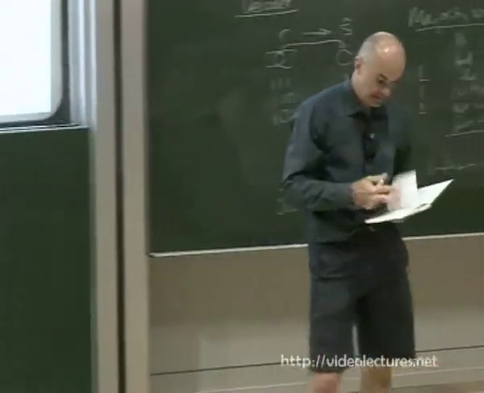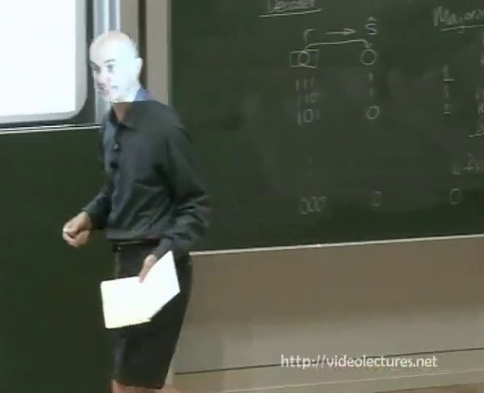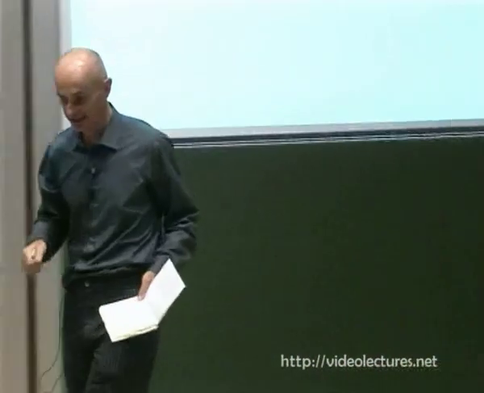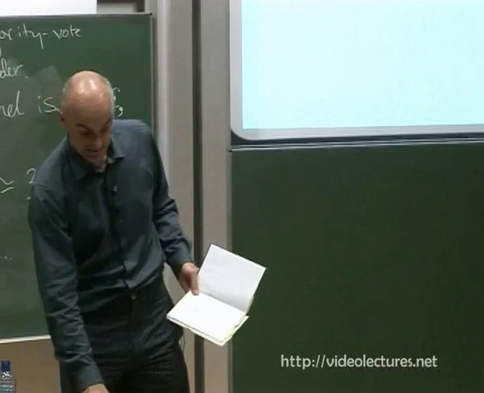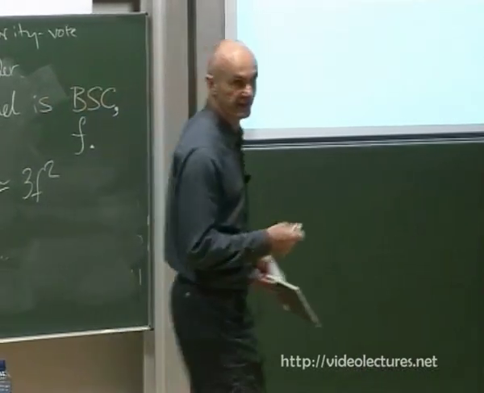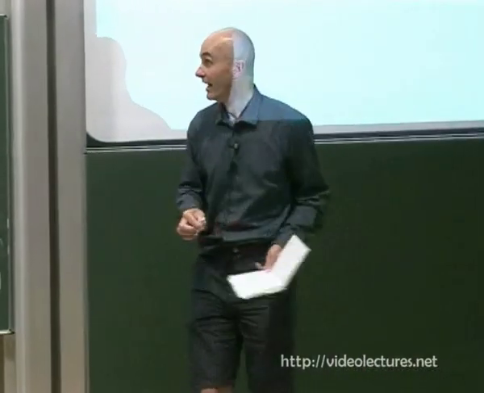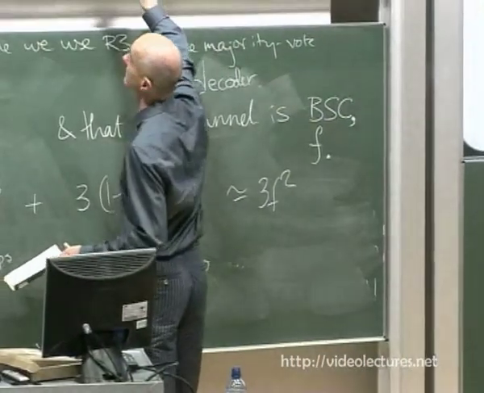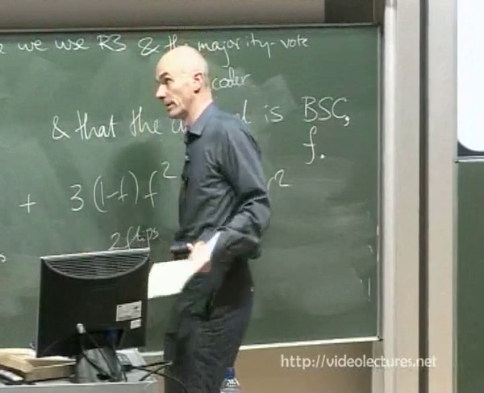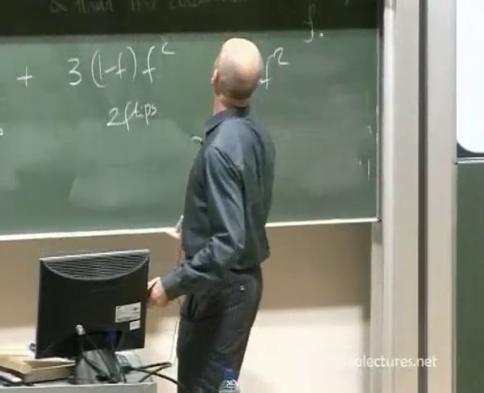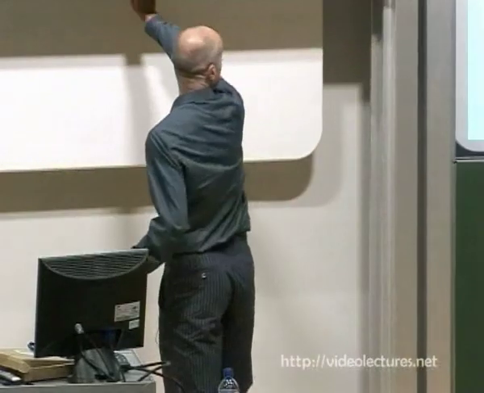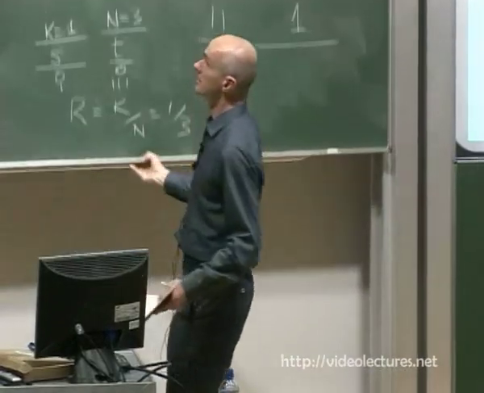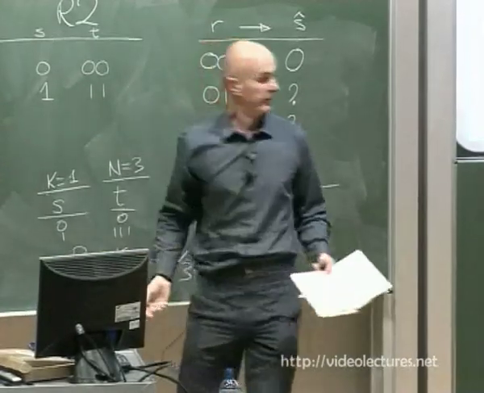Okay, now, can we do better? Here's the astonishing, amazing thing. The amazing thing is we can do much better than repetition codes. And so anyone want to suggest other ways of adding redundancy apart from repetition? Say again? What does sphere packing mean?